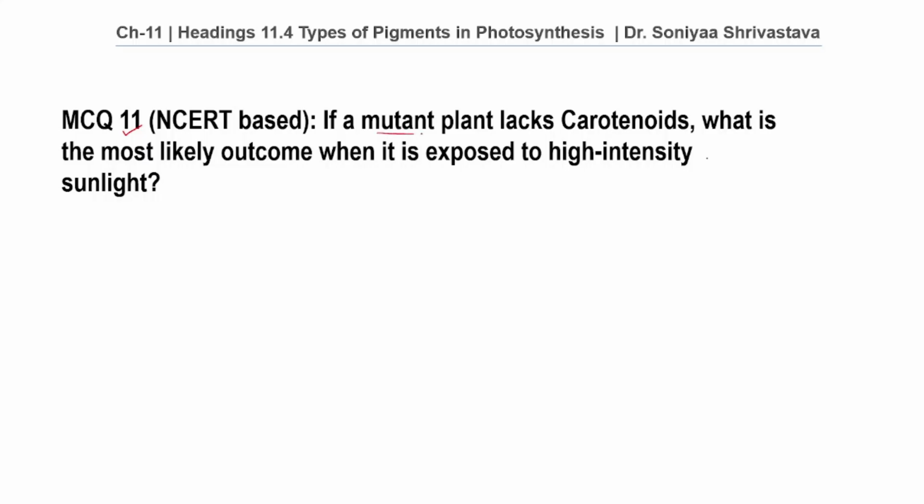If a mutant plant lacks carotenoids, what is the most likely outcome when it is exposed to high intensity sunlight? First of all, see what is mutant. Mutation is the change in genetic material, DNA. A mutant plant is the one with altered genes, which can cause change in one or more trait or character of the plant.